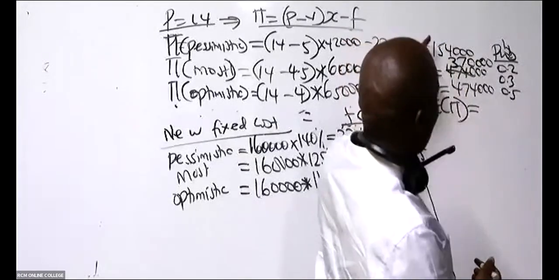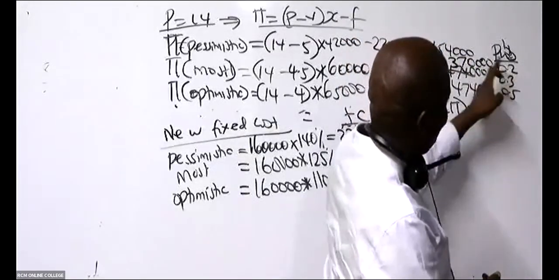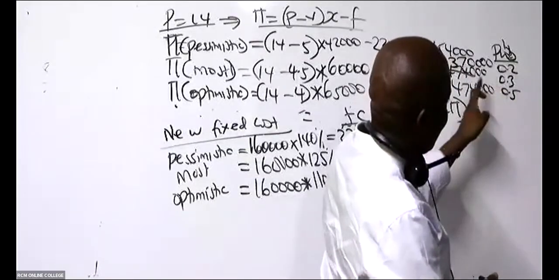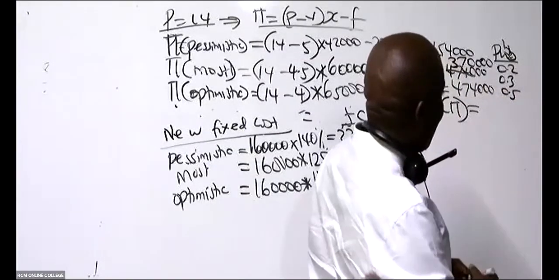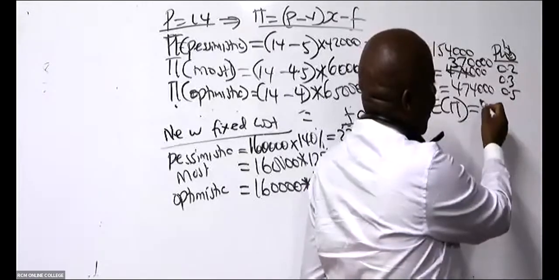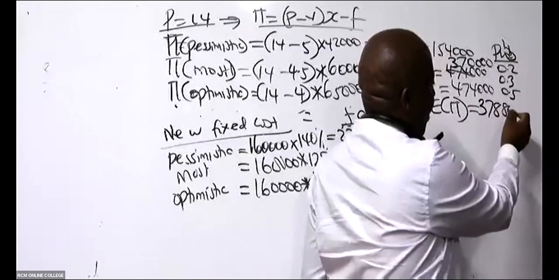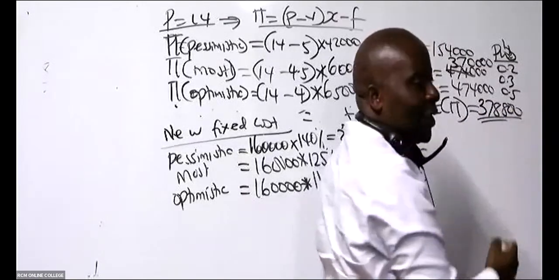So 378,800. You will take 154,000 times 0.2 plus 370,000 times 0.3 plus 474,000 times 0.5, which gives us 378,800.